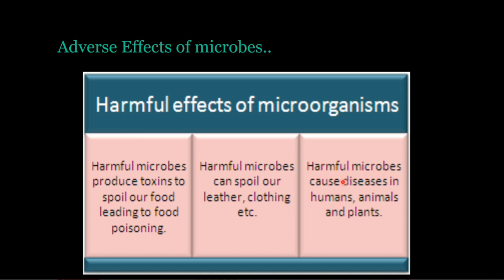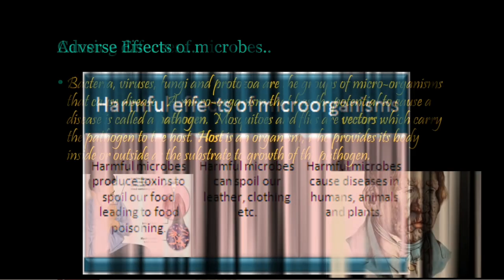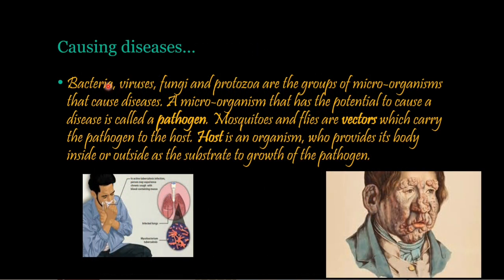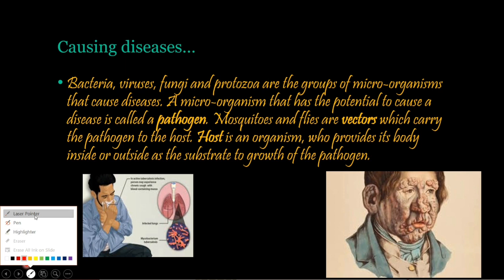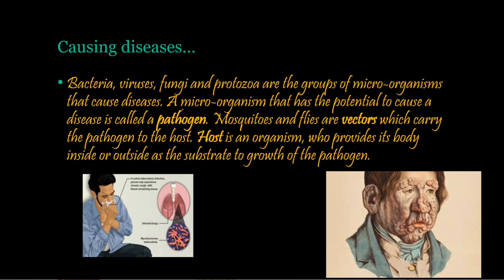And harmful microbes cause diseases in humans, animals, and plants. It means spread infectious diseases and causing diseases. Bacteria, viruses, fungi, and protozoa are the groups of microorganisms that cause diseases. A microorganism that has the potential to cause a disease is called a pathogen. A pathogen means that has the potential. It means that has the energy to cause a disease. This is called a pathogen.